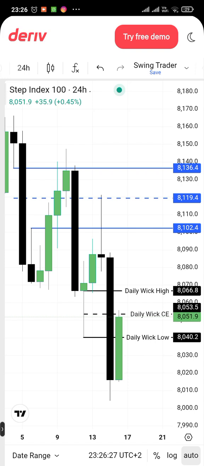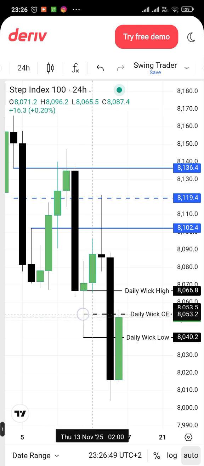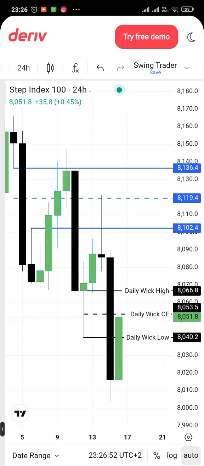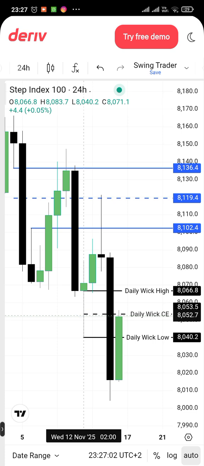Hello YouTube. Today it is the 16th of November and we are looking at Step Index on a daily time frame. We have retraced all the way up back to the daily wick consequent encroachment, and this is a highly sensitive key PD array.